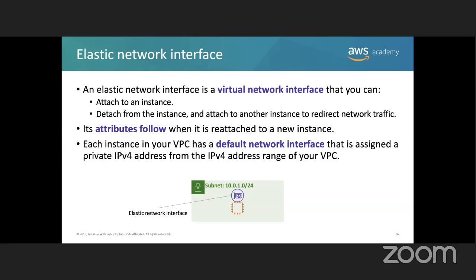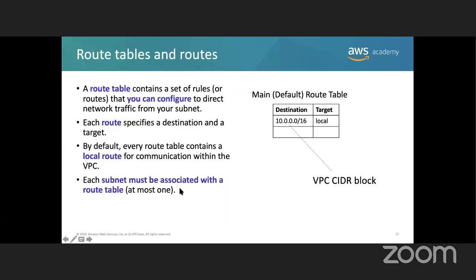Every attribute that it has would also be attached to that instance when you attach the network interface. Each instance in your VPC has a default network interface that is assigned a private IPv4 address from the IPv4 address range of your VPC. Okay, so you have here a subnet, 10.0.1.24, and the network interface is going to be here, and it's going to be assigned an IPv4 address from the range that we put in the VPC, 10.0.0.0/16. It's going to grab one IP address of those 65,536 IP addresses and assign it to the elastic network interface. Okay.